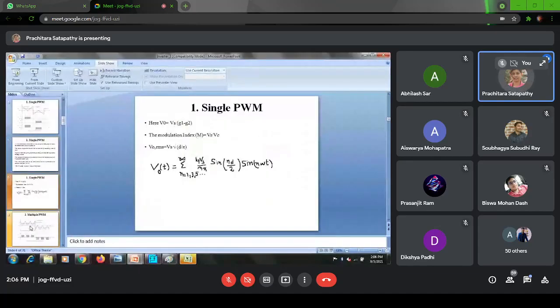The expression you can see, I am skipping the details, but you can see only odd harmonics are present for single PWM. Similarly, for different types, this is multiple PWM, and this is sinusoidal PWM.